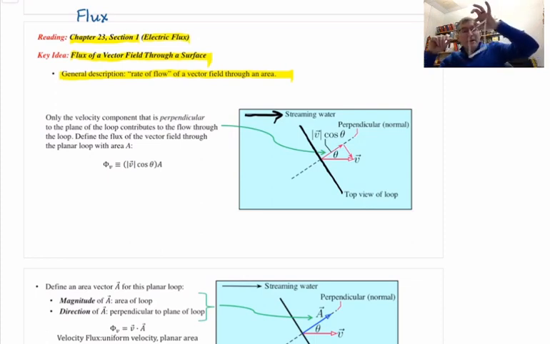And I'm drawing the frame kind of at a bit of an angle relative to the flow of the water. It's also very handy to mark a direction that's perpendicular to the surface of this frame. And that's this dashed line right here. And that direction is perpendicular to this surface right here.